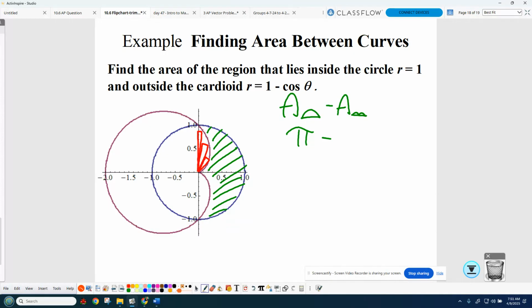From yesterday's things, ready? Integrate like the cardioid, the radius squared, and you integrate it from pi over 2. So r squared, and r is 1 minus cosine theta. And you said from where to where? How do you know the bounds?